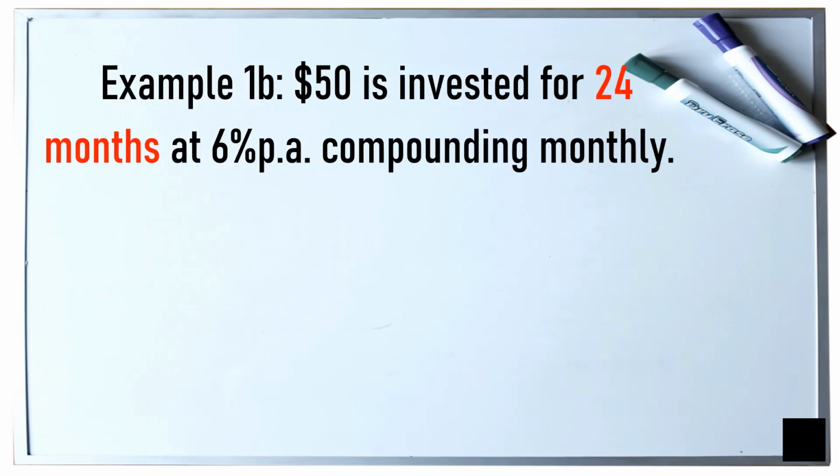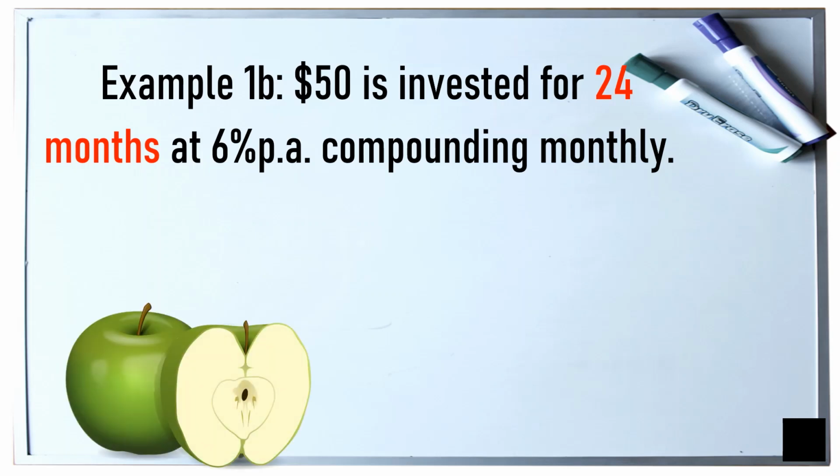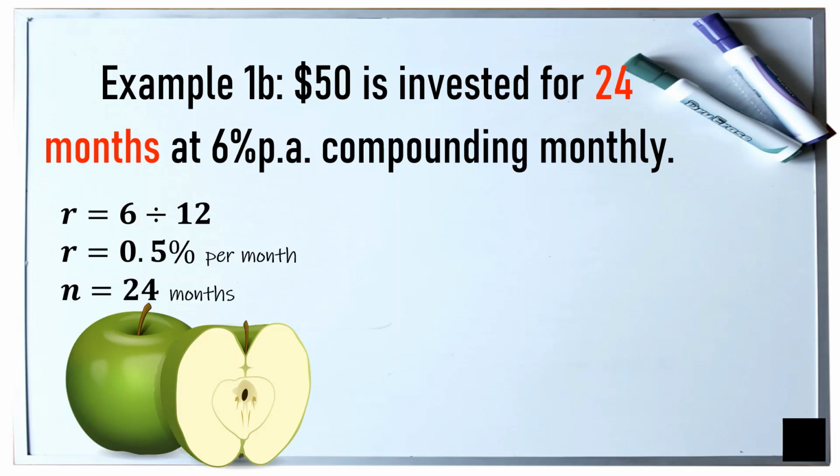So we're going to revisit example 1 again. This time it's going to be $50 for 24 months rather than 2 years. But as we know, that's the exact same time frame. But we're going to see how the calculations differ slightly. So the r is exactly the same as before, 0.5% per month. But the N is already in months, so it doesn't need converting.